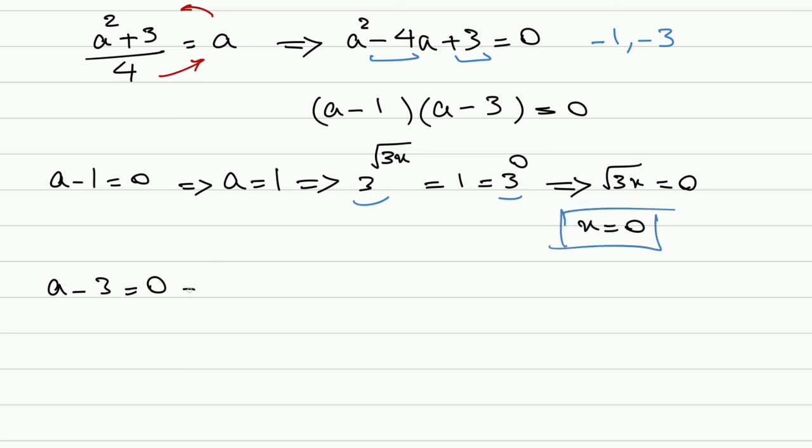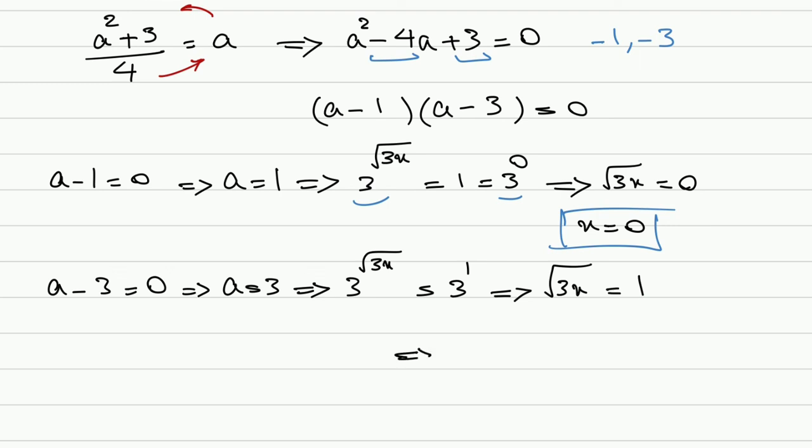Now for the second case, a is 3, and a is 3 to the power of square root 3 times x, and we can write 3 as 3 to the power of 1. So this square root equals 1. That means 3 times x equals 1 squared, that is 1, and x finally is 1/3. That's the second answer for this equation.